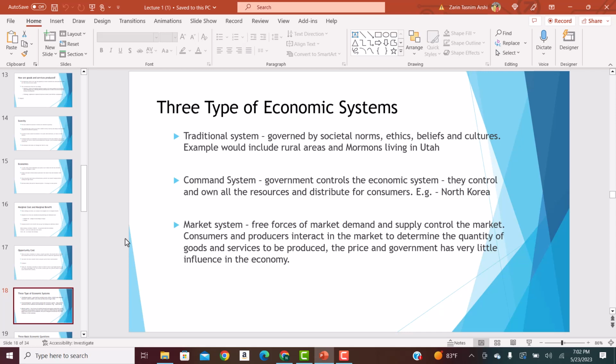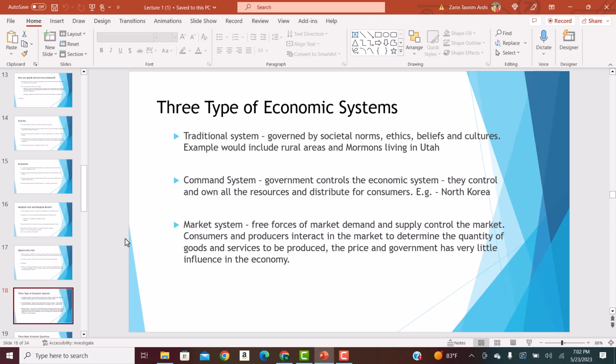Now, you won't see such systems much in today's world, but there are some in rural areas in developing countries, or even in the U.S. Maybe a good example would be the Mormons. They have their own cultures, they have their own beliefs, and they live their life and conduct their business based on those cultural beliefs. So that's a traditional system, but it is very rare. Again, it's based on ethics, beliefs, cultures, and values.